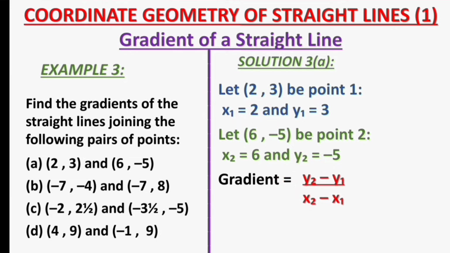The formula for the gradient of a straight line is y2 minus y1 over x2 minus x1. I hope you got that right. Next, let's substitute the values for x1, y1 and x2, y2 into our formula for gradient to find the gradient of the straight line joining the 2 points.